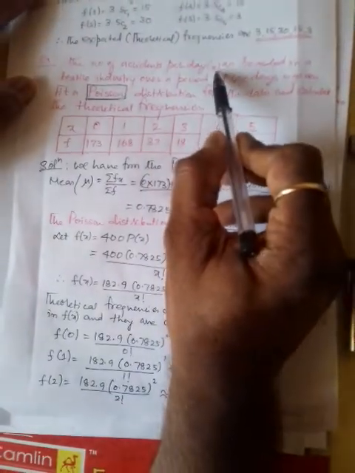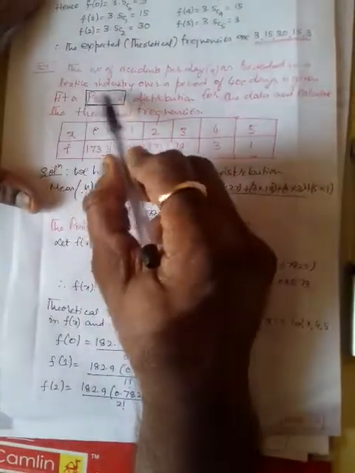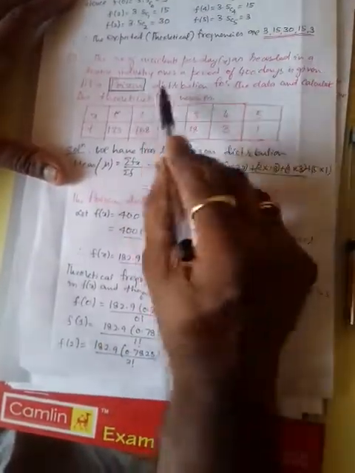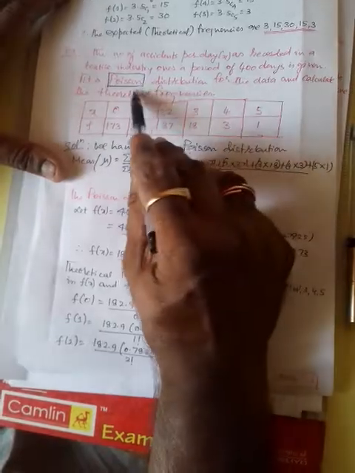One example: the number of accidents per day, that is X, as recorded in a textile industry over a period of 400 days is given. Fit a Poisson distribution. Here the word Poisson is given. It's a very simple example. Fit a Poisson distribution for the data and calculate the theoretical frequencies. The table is shown here.